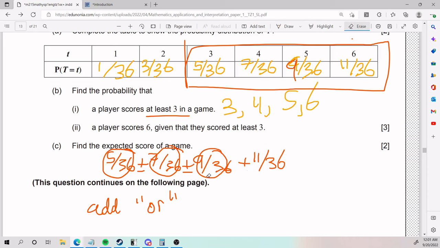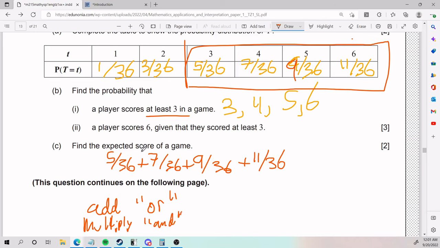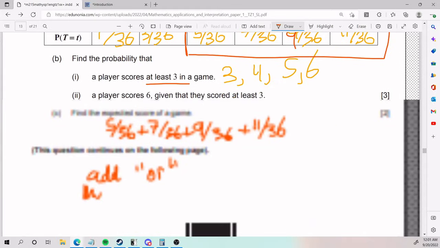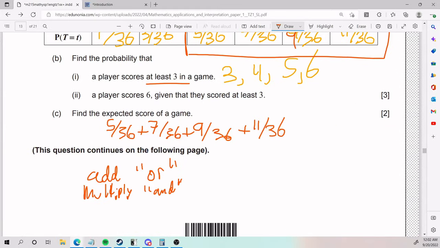If I say and when calculating probabilities, we would be multiplying, okay? Just a general rule of thumb. Might as well put it down here: multiply, if you find yourself saying and. Cool. So that is P, B part I. Let's, of course, find out how much that is. That is 32 over 36. So that is part B, part I.